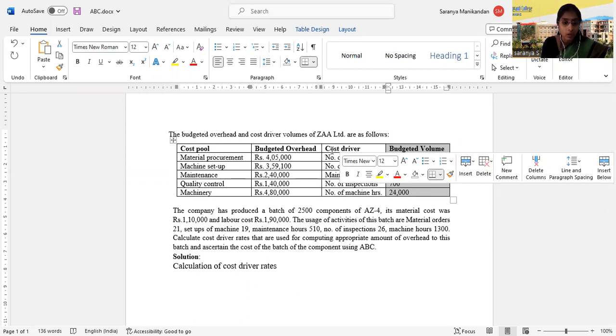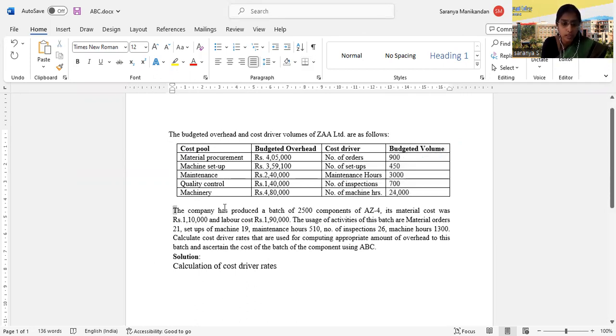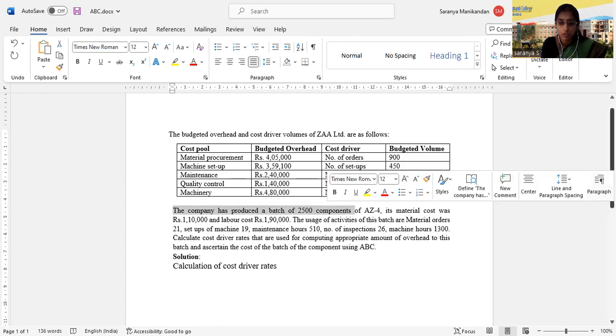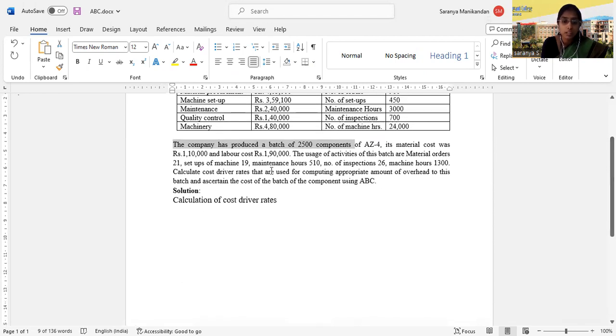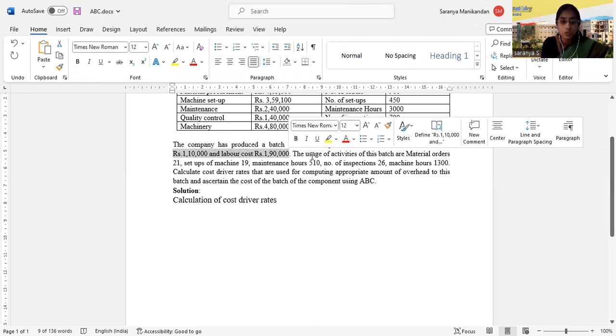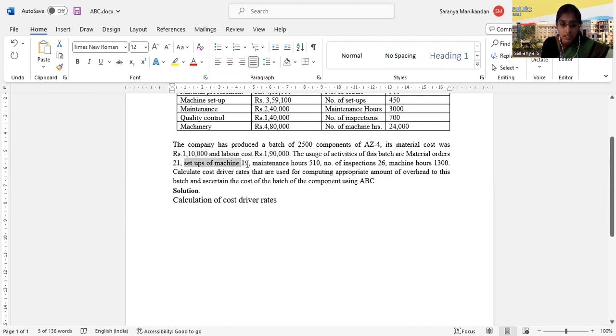of the activity. And in the paragraph, it is stated that the company has produced a batch of 2,500 components of AZ4. Its material cost was 1,10,000 and labor cost was 1,90,000. The usage of activities for this batch are: material orders 21, setups of machines 19, maintenance hours 510, number of inspections 26, machine hours 1,300. Calculate the cost driver rates that are used for computing the appropriate amount of overhead for this batch, and ascertain the cost of the batch of the component using the ABC, activity-based costing method.